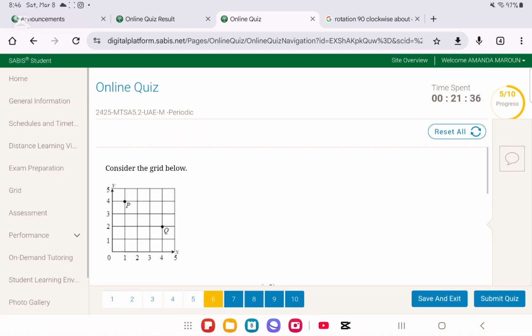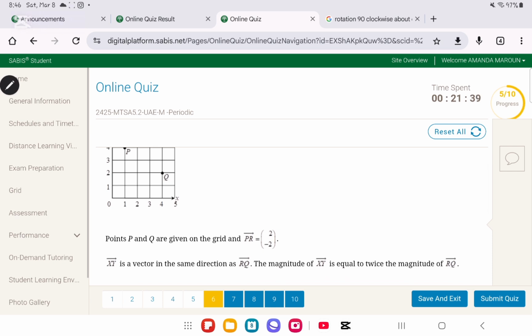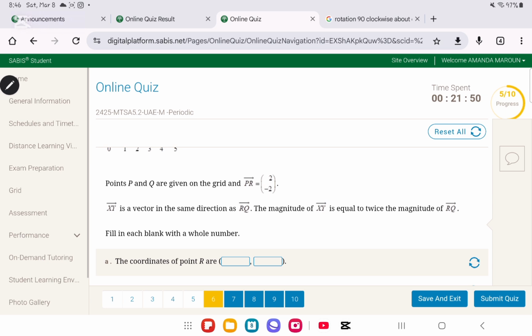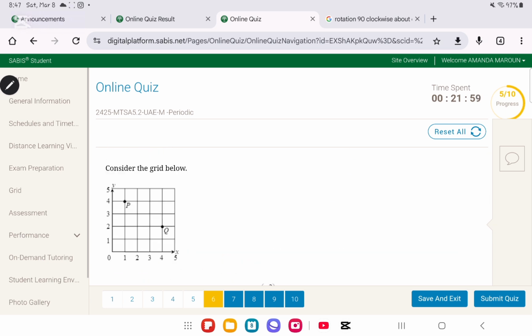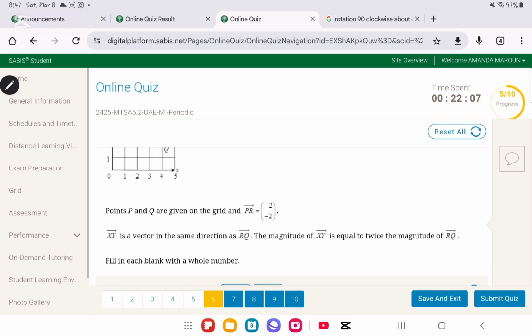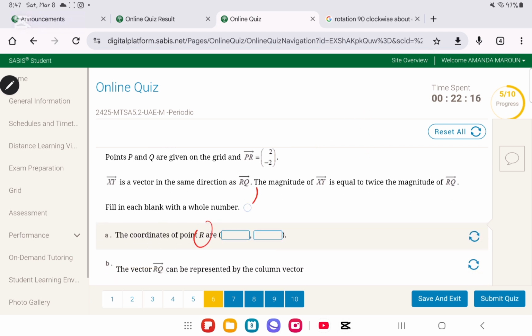They said consider the grid below. Points P and Q are given on the grid, and PR is 2, minus 2. XY is a vector in the same direction as RQ. The magnitude of XY is equal to twice the magnitude of RQ. Fill in each blank with a whole number. They need the coordinates of point R. We are given the point P, which is our initial point, okay? Then we are given the vector PR, and we need to find the terminal point, which is R.